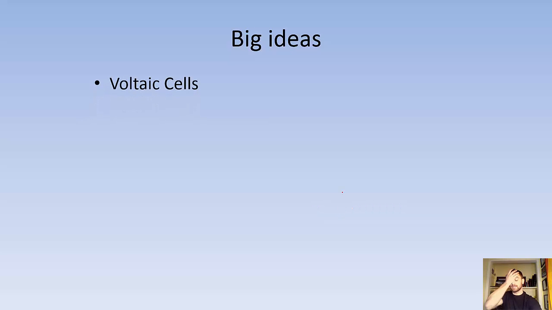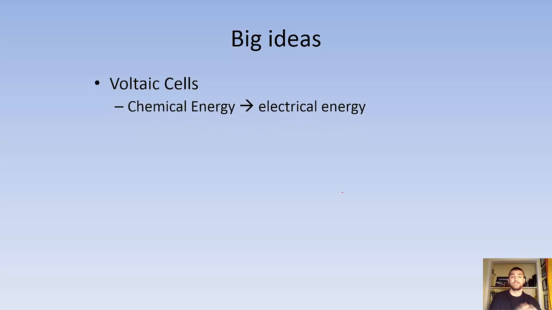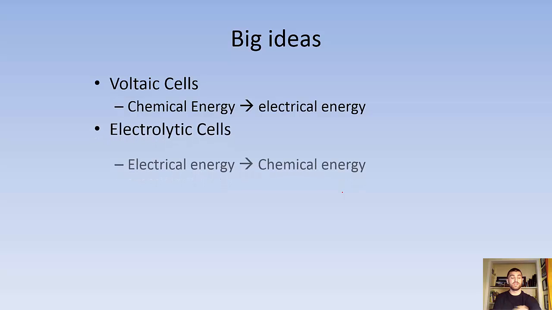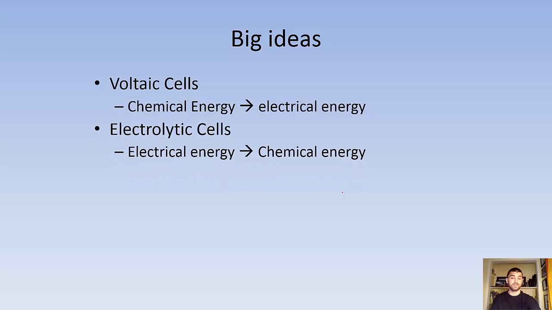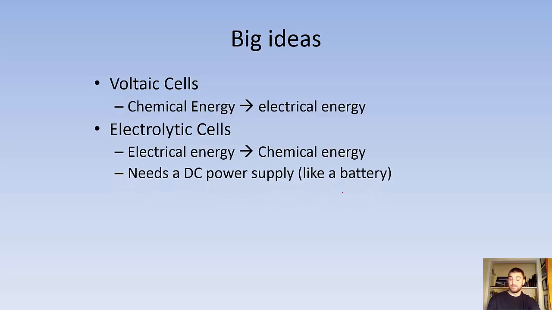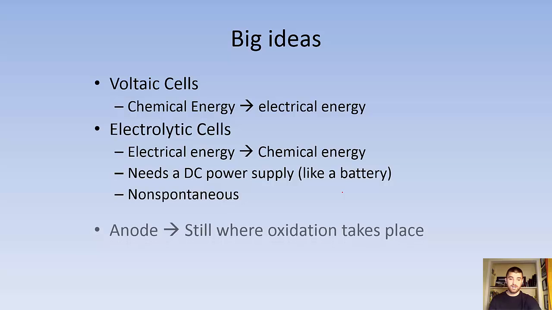So the big idea is, kind of gets confusing, but the big idea is voltaic cell, we use chemical energy to make electrical energy. Electrolytic cells, we do the opposite. We use electrical energy to make chemical energy, or chemical reactions occur. So we need a DC power supply. It's non-spontaneous, meaning we got to keep giving it energy.